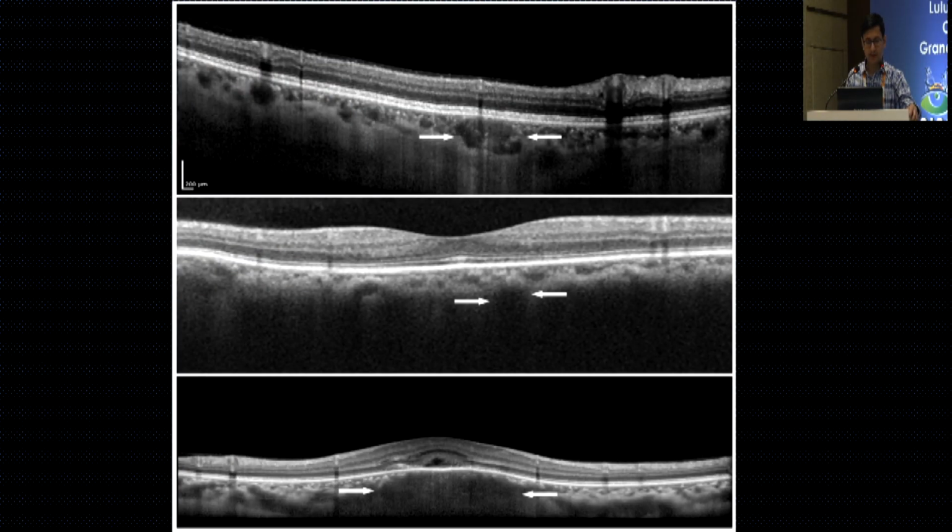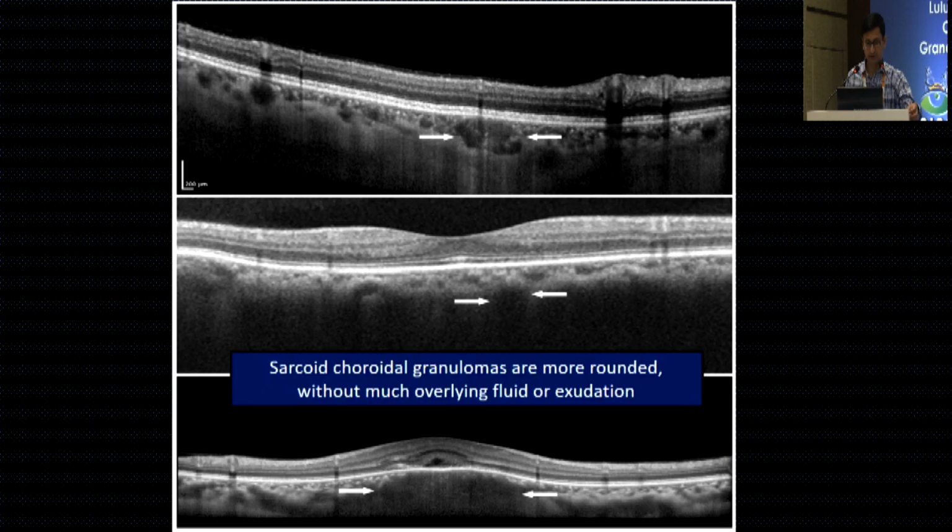This is an OCT of a sarcoid granuloma. So you can see it's a very well behaved kind of granuloma. It remains in the choroid. It doesn't cause that much of a choroidal elevation, and there is minimum or no fluid associated with it.